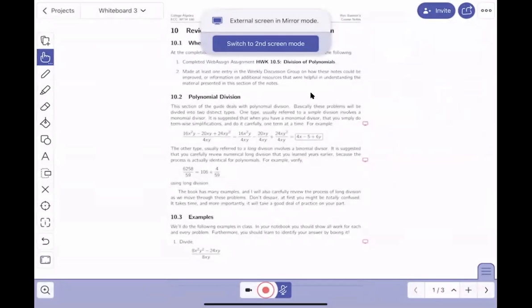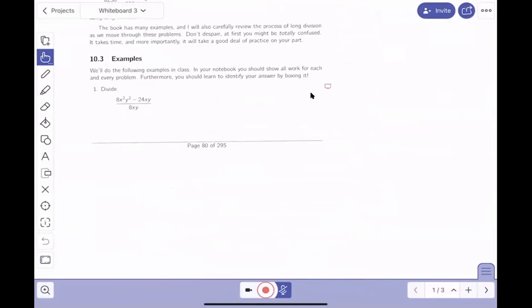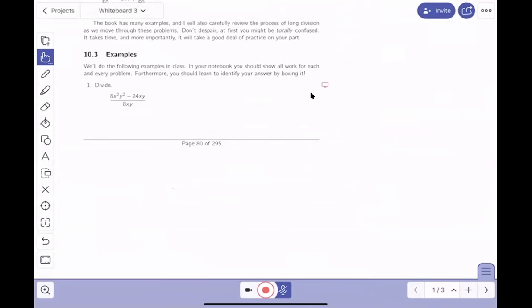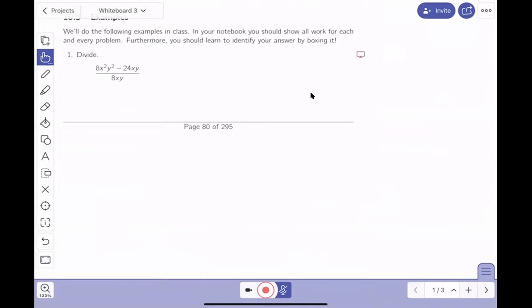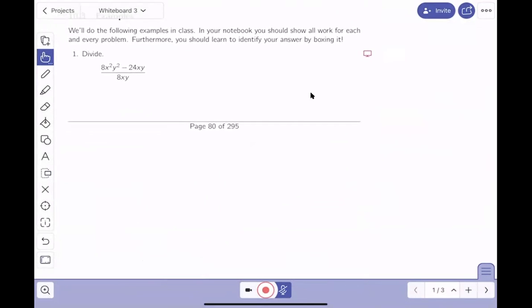Okay, we're going to do the examples now. When I do the examples, I'll talk about what we need to do. And this one says, divide. If I were looking at this problem, and I'm not saying there's only one way to do a problem, what do I notice right from the get-go? That this is a monomial divisor. There's only one term in the bottom. So what I'm going to do is just write it.